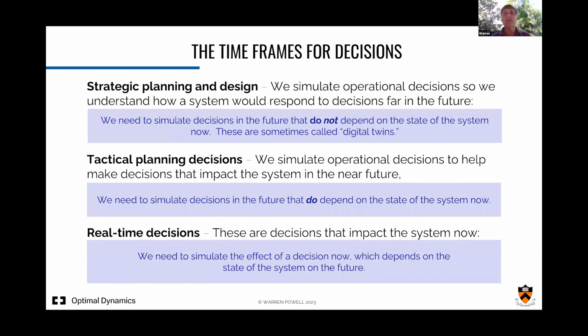So I like to think of strategic planning and design as decisions that you're simulating in the future that don't depend on the state of the system now. Tactical planning I use to refer to decisions that I have to simulate in the future that do depend on the state of the system now. And then you have the real-time execution decisions where you act on the state of the system now.